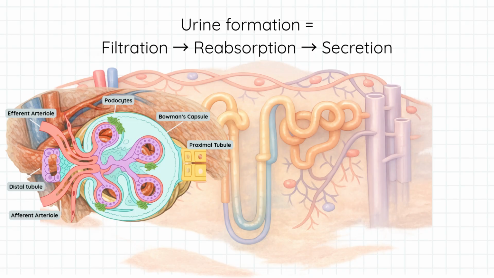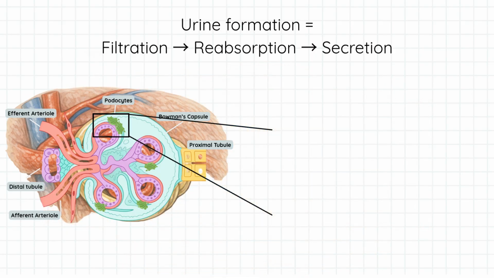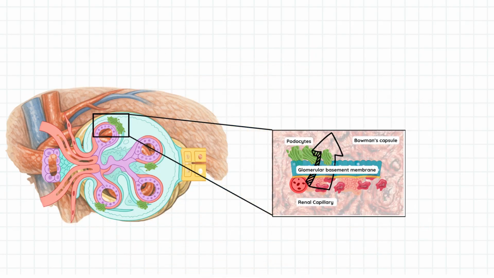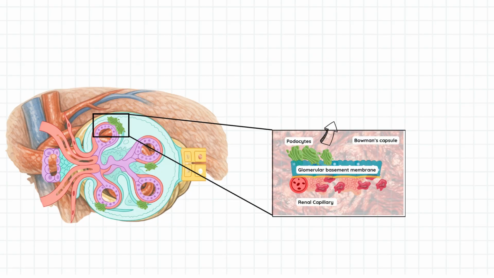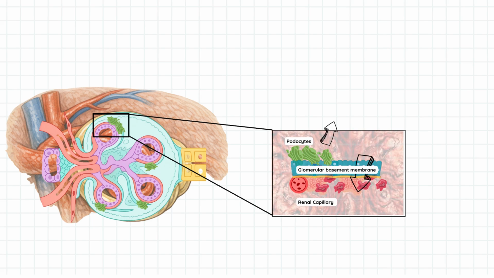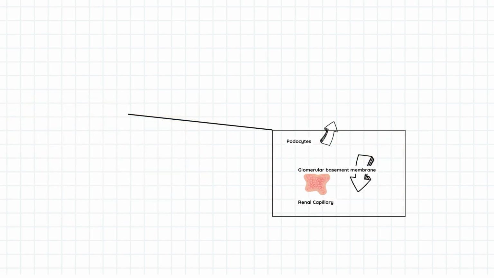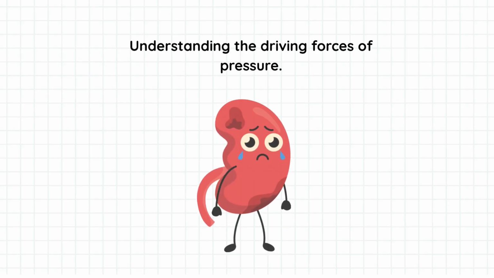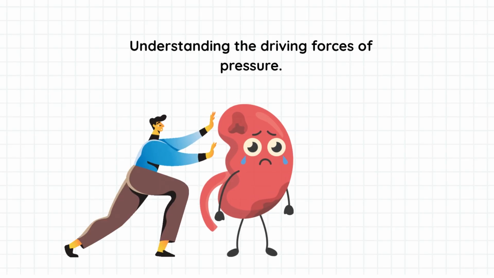Filtration is driven by net filtration pressure, which depends on glomerular hydrostatic pressure, so the pushing of fluid out, blood colloid osmotic pressure or oncotic pressure, which is the pulling of fluid in, and then capsular hydrostatic pressure, which is the resistance of filtration. When people get stuck on renal filtration, it's usually not because the concept is hard, it's just because the forces get blended together. So let's separate them properly. Hydrostatic pressure and oncotic pressure do completely different jobs. One pushes, the other pulls.